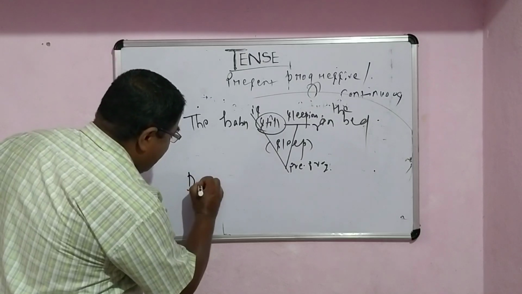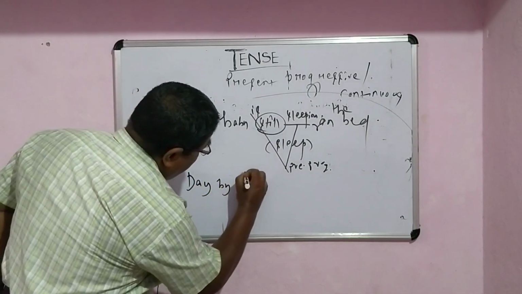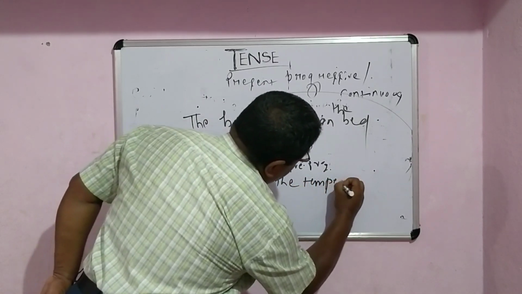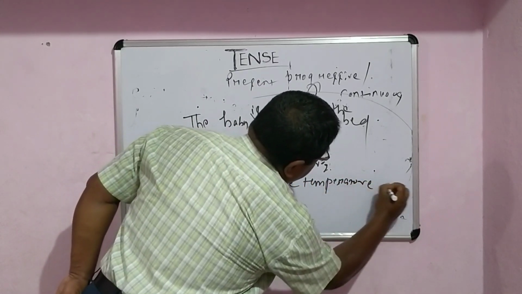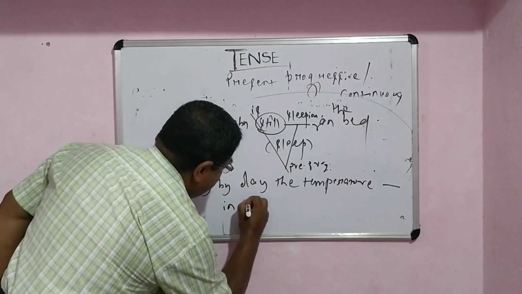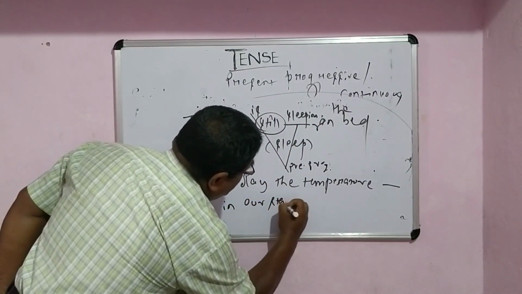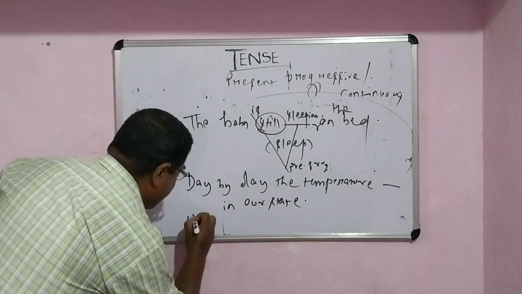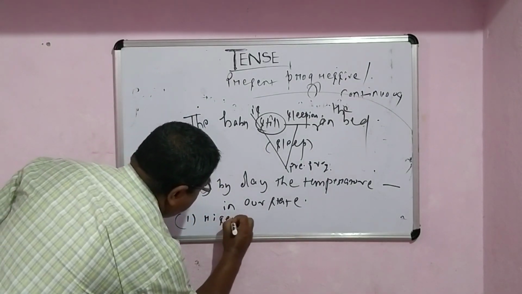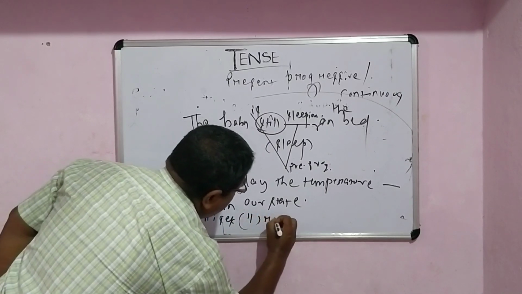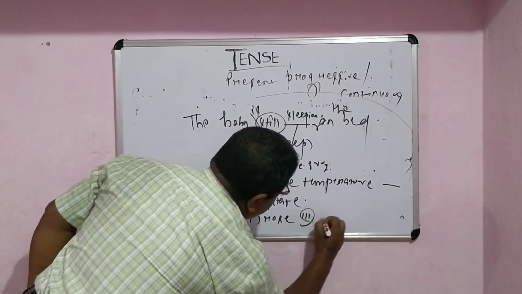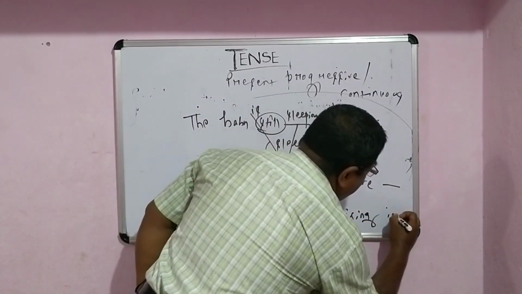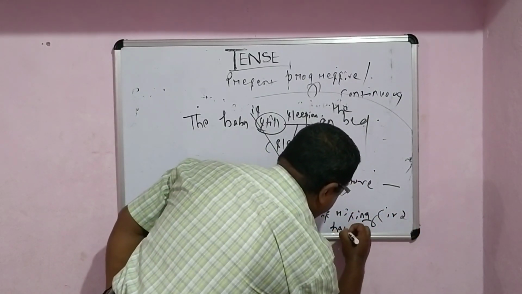Suppose I say day by day, the temperature dash in our state. Suppose within the bracket we have four options. What are the four options? Number 1, rises. Number 2, rose. Number 3 is rising. And number 4, has been rising. So what will be the best alternative, or what will be the best answer?